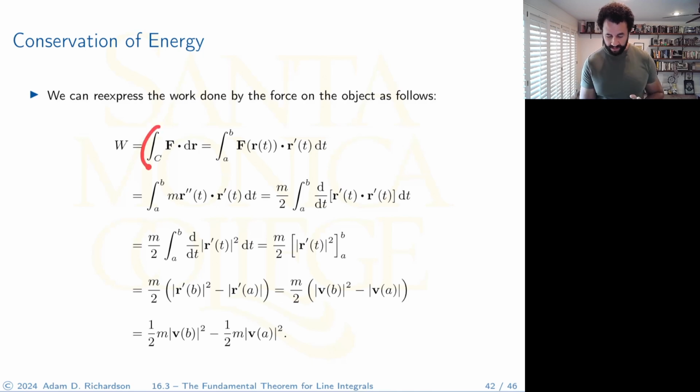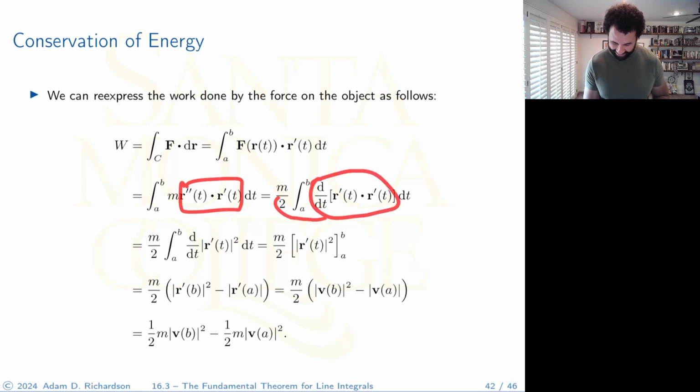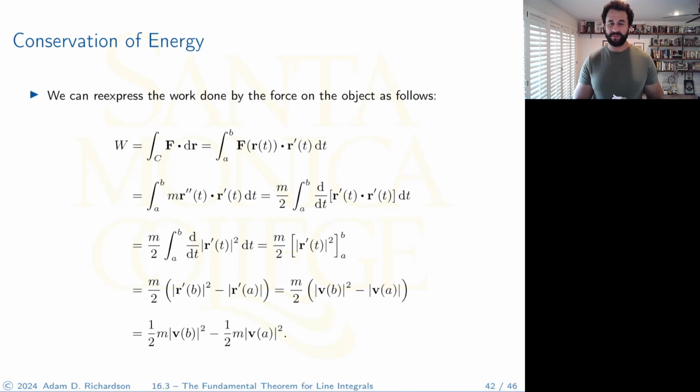So here we go. Line integral over C. We can substitute in our parameterization, F of r of t dot r prime of t dt. So we've changed our variable of integration to the parameter t. Now remember that F of r of t, by Newton's second law, is ma, so m times r double prime. Now we can factor the m out of the integral by linearity, and we can compute this dot product right here. So going from here to here is actually a result from chapter 12.